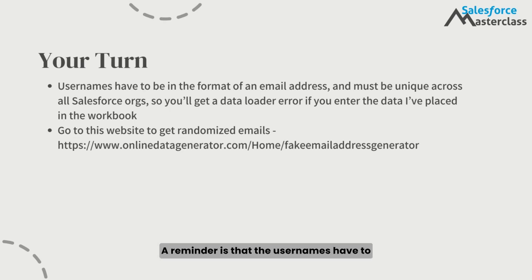A reminder is that the usernames have to be in the format of an email, but they're like social security numbers in that they have to be unique across all Salesforce orgs. So if you use the data that I've given you, as far as just those usernames, then you'll see an error because they've already been used. Use the link in this lesson to go to the online data generator to get some fake emails or add just some additional characters into the username emails that I've given you in the test data.